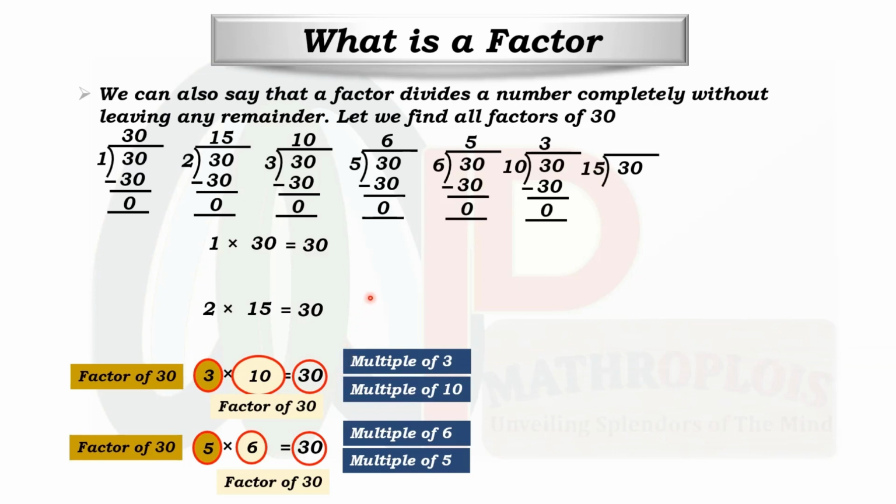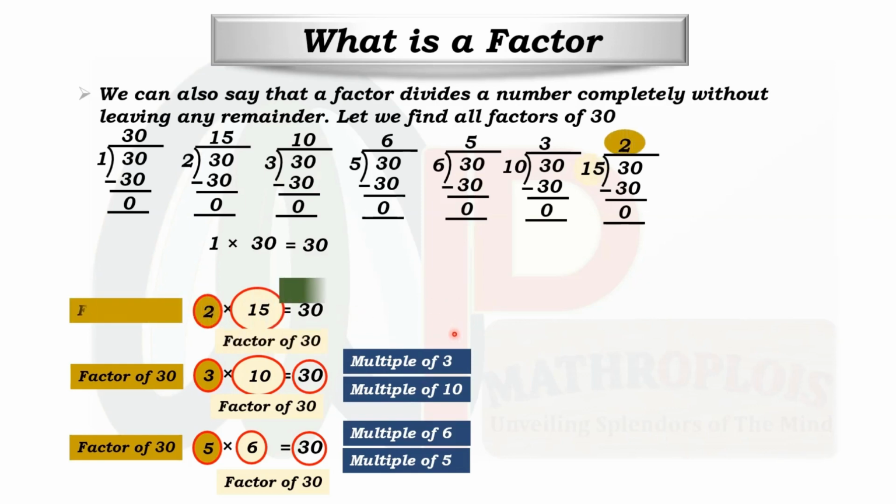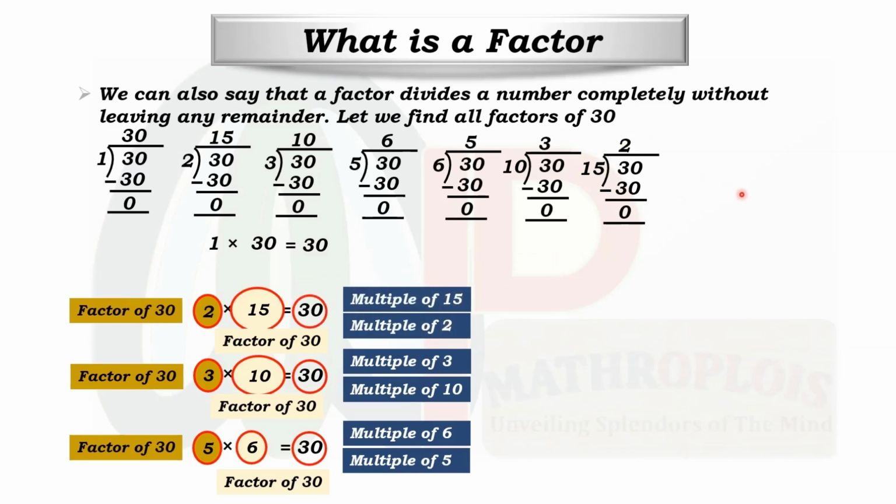Now divide 30 with its next divisible number 15. 30 has been divided completely with 15, without leaving any remainder. 15 multiplied by 2 gives the product 30. So 15 and 2 are factors of 30, here 15 is divisor and 2 is quotient. The product 30 is a multiple of 15 and 2.